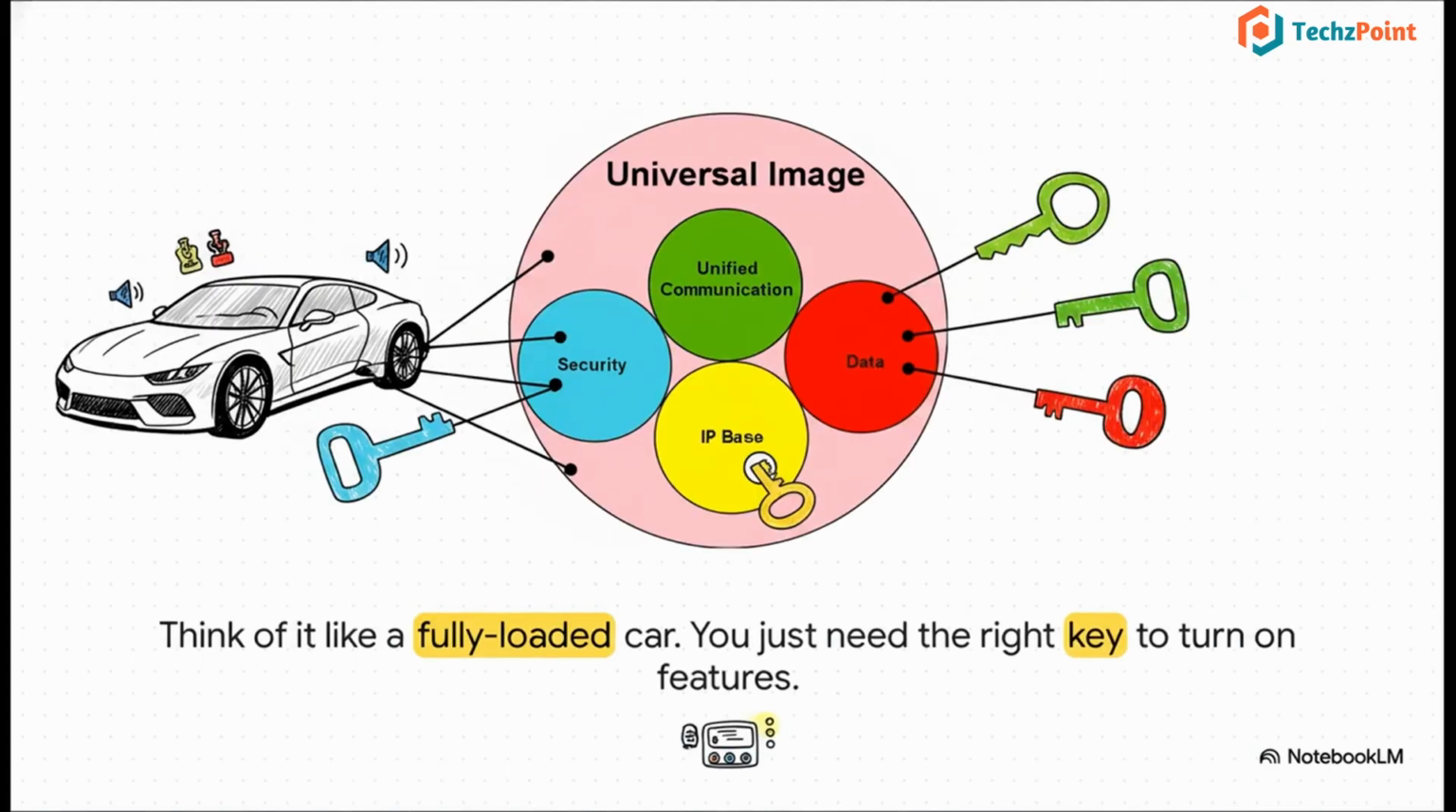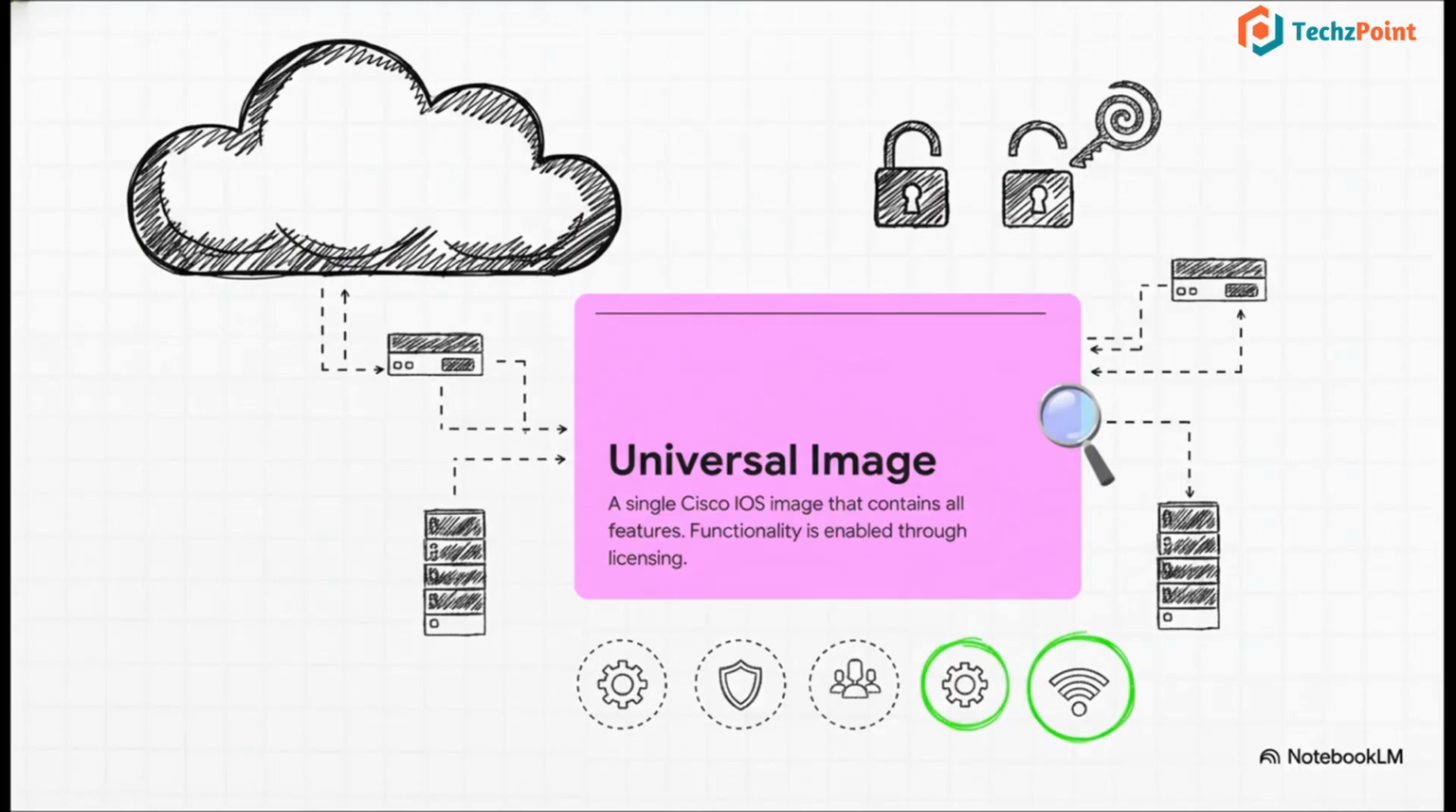And honestly, this car analogy here explains it perfectly. Think about it. The universal image is like buying a car that's already fully loaded from the factory. I mean, all the cool features, the sunroof, the premium sound system, heated seats, they're all physically there. You just need the right key, the right software key, to turn them on. So as you can see in the diagram, the basic driving functions, what they call IP base, that's always on. But if you want to unlock the advanced stuff, like security, or unified communications, or high-performance data routing, you need a specific license key.